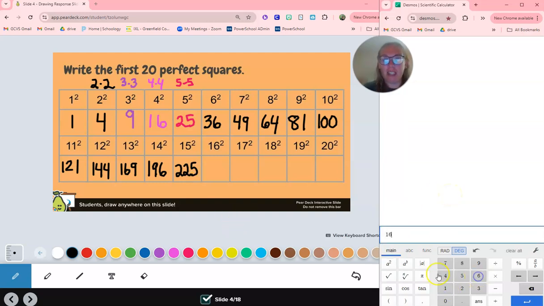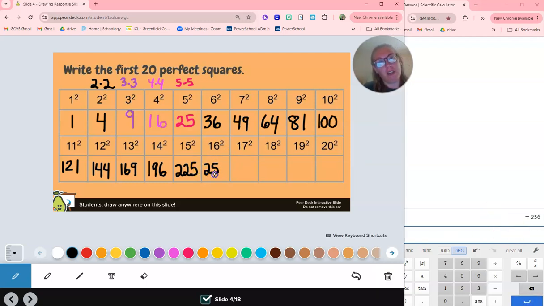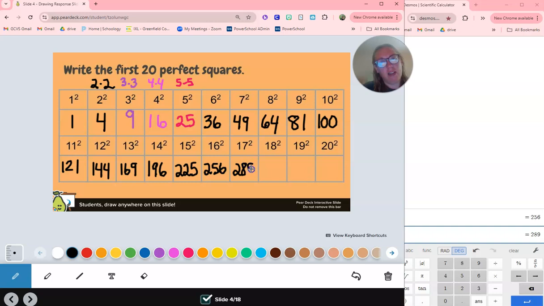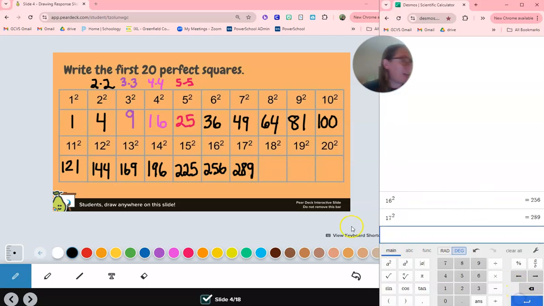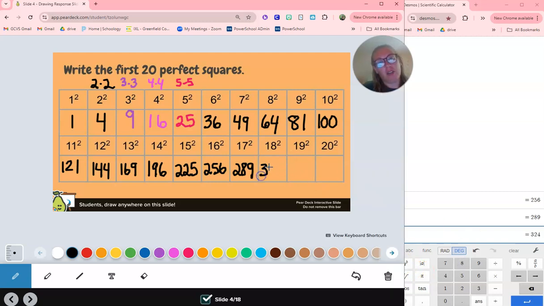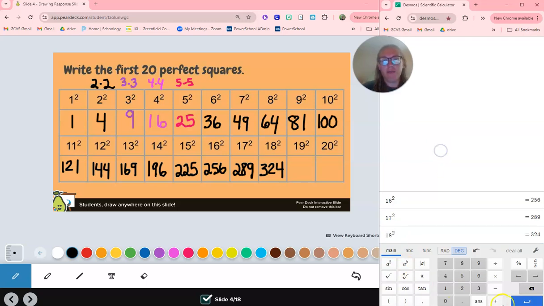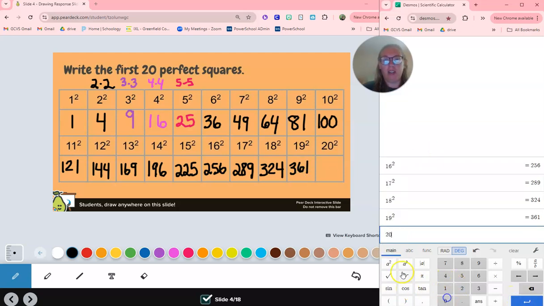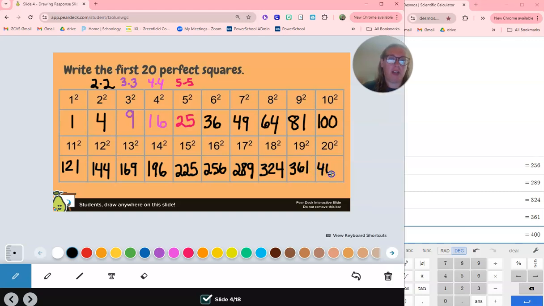If I did a 16 squared, I end up with 256. So I'm just typing in the number 17, and then I'm hitting my squared button to square it. That gets us 289. As our numbers get bigger, our products are going to get bigger as well. 18 squared is 324. 19 squared is 361. And finally, 20 squared is 400.